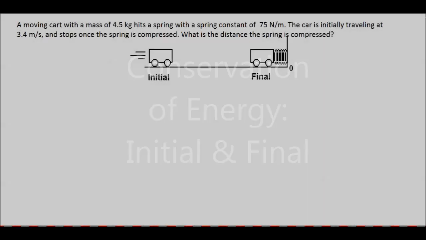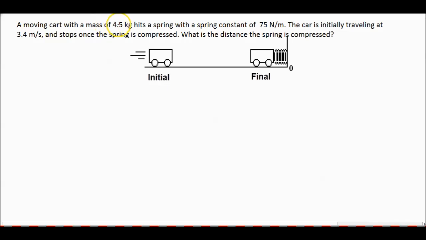In this situation, a moving cart with a mass of 4.5 kilograms hits a spring with a spring constant of 75 newtons per meter. The cart is initially traveling at 3.4 meters per second and stops once the spring is compressed. What is the distance the spring is compressed?